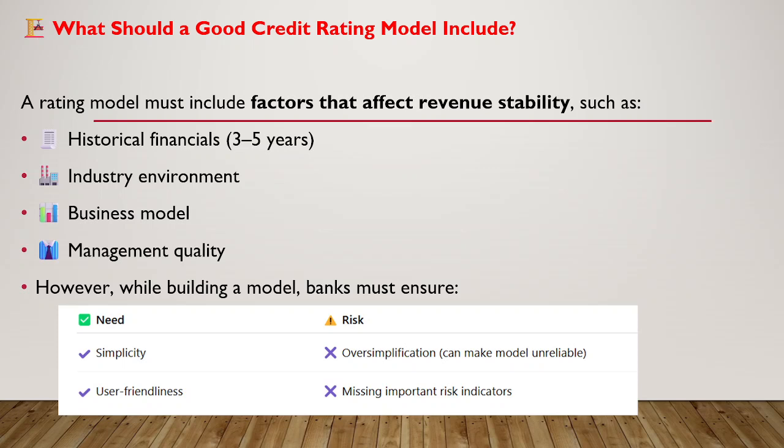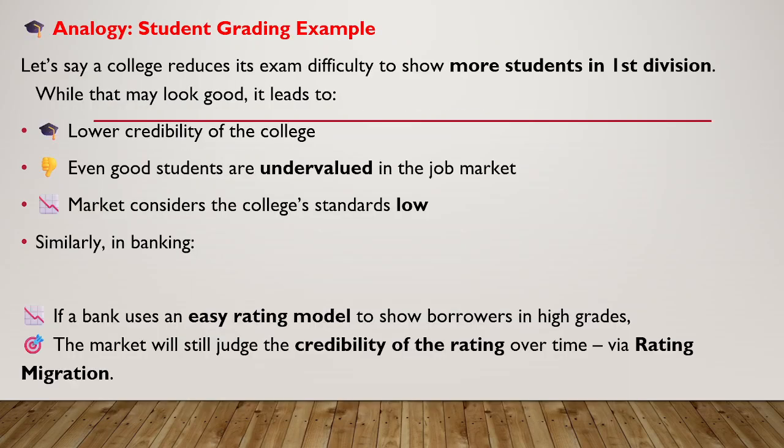To understand this better, let's look at an analogy from academics. Imagine a college that reduces its exam difficulty just to show more students in first division. What happens? The overall standard of the college drops in the eyes of employers and the public. Even genuinely good students suffer because their achievements are undervalued. The same principle applies to banks. If a bank uses an easy rating model and gives most borrowers high ratings, the market will eventually realize those ratings aren't reliable. That's why it's important to maintain rating standards, even if it means fewer top-rated borrowers.